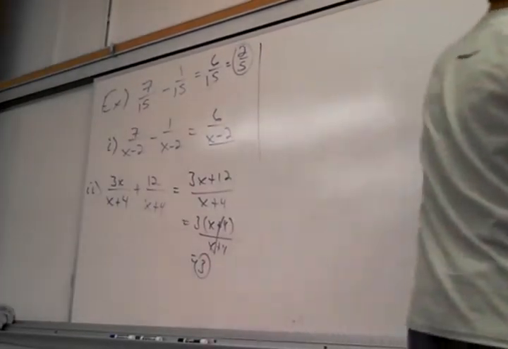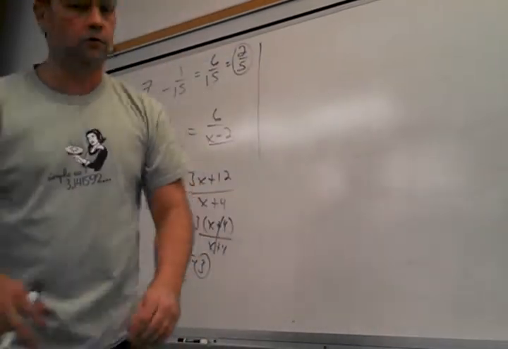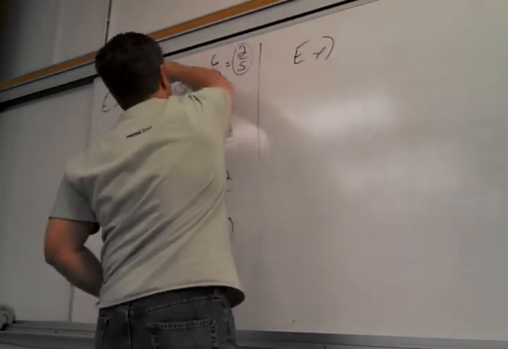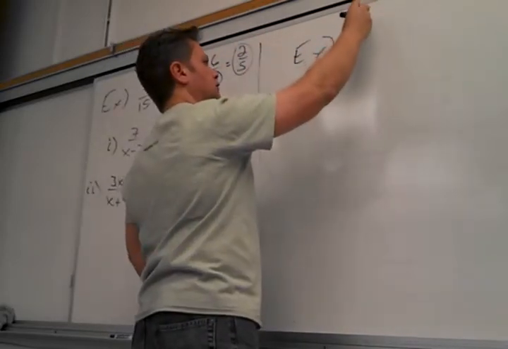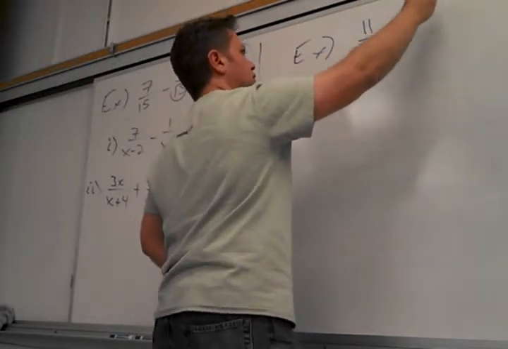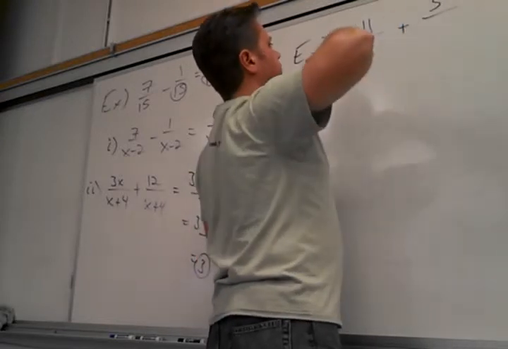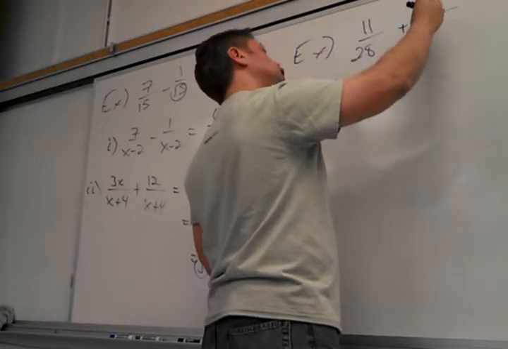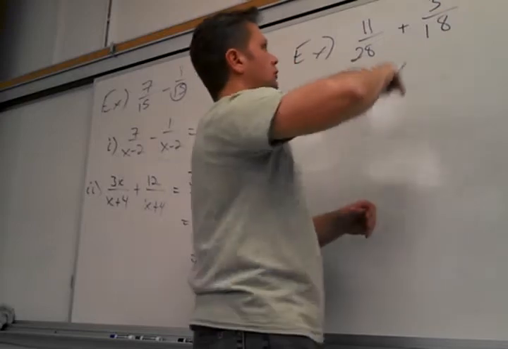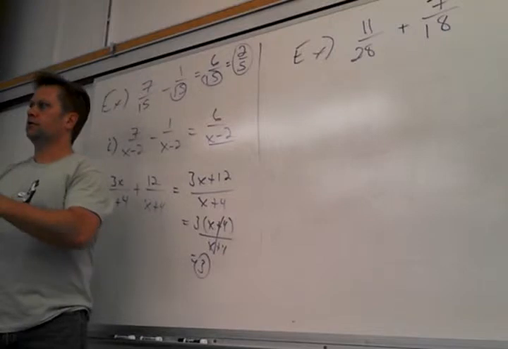I can't remember if I showed you this already or not, but let's take a step back to when everything was numbers, and investigate if the bottoms are not the same. So if I had 11 over 28 plus 3 over, let's say 18. That looks, oh, well, let's make the top 7. There you go. So you can't reduce it and escape it.